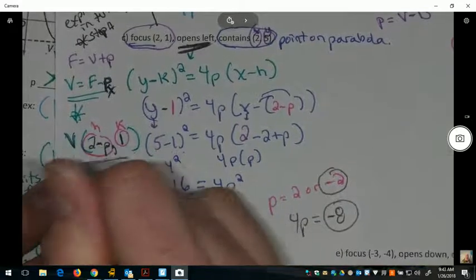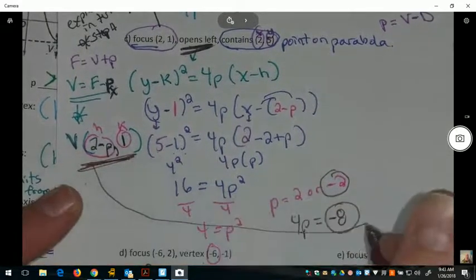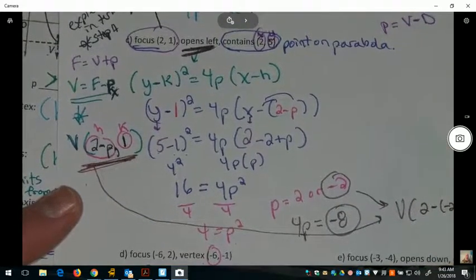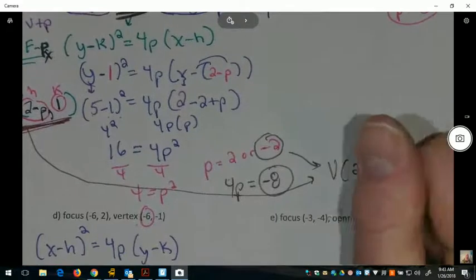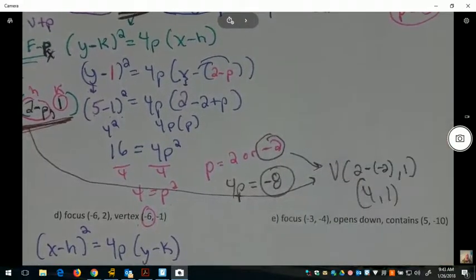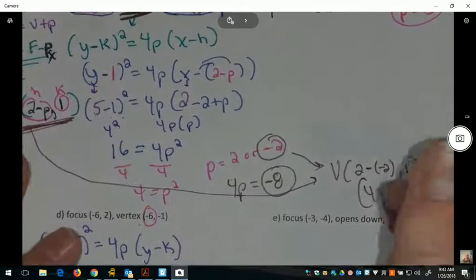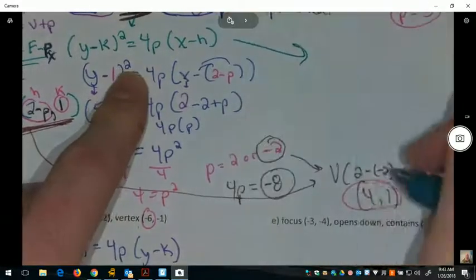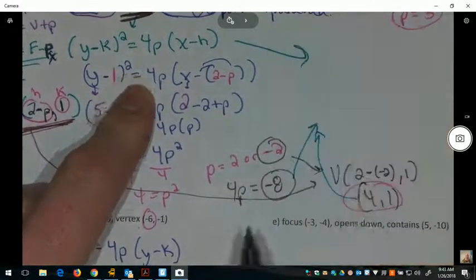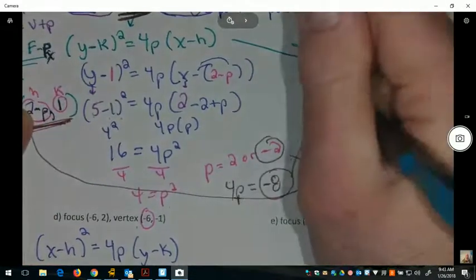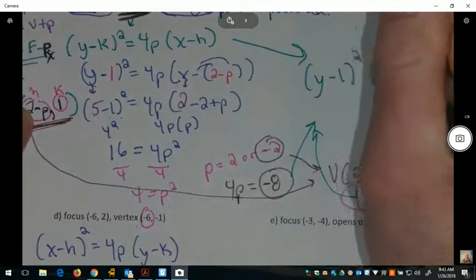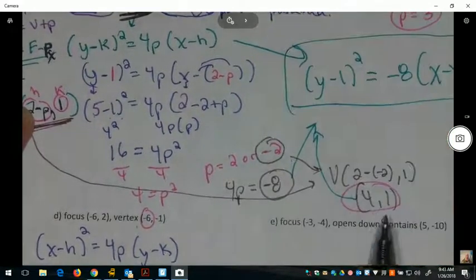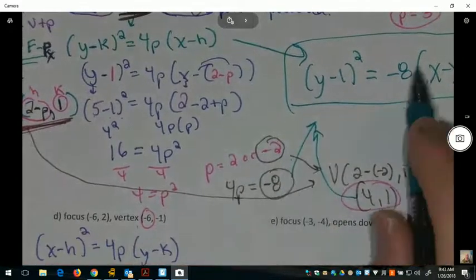I also know I have an expression for my vertex. So if I bring that over here with the negative 2, my vertex is 2 minus negative 2, comma 1, which is 4, comma 1. And so now I can write my equation. Right? We have our equation right here. Bringing all that information together, the vertex, the value of 4p, and knowing which one is squared, we have y minus 1 squared equals negative 8 times x minus 4. So I'm plugging in the coordinates of the vertex and the value of 4p.